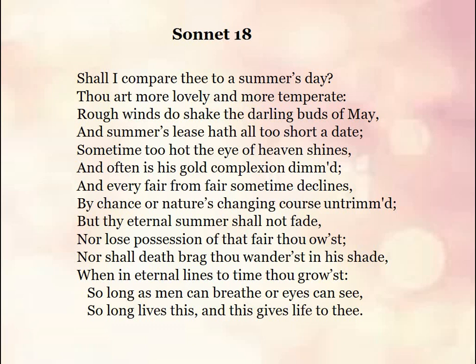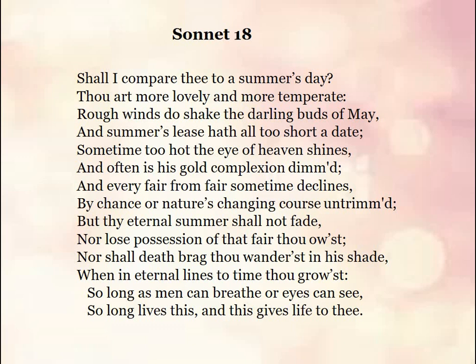Shall I compare thee to a summer's day? So he is asking his beloved, shall I compare your beauty to a summer's day? Thou art more lovely and more temperate. But how can I compare yourself with a summer's day? Because you are more lovely and prettier than the summer's day. And the meaning of the word temperate is pleasant. So he compares his beloved with the summer's day and says that he is more beautiful than the summer.